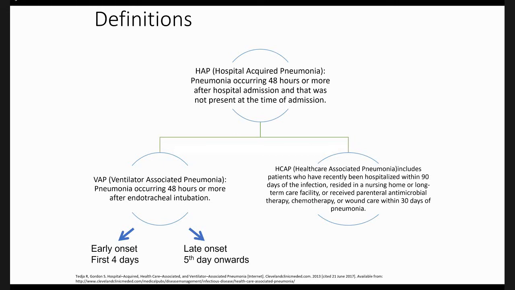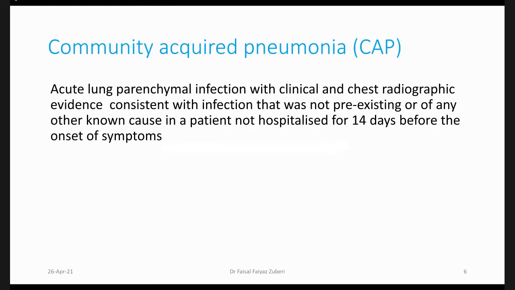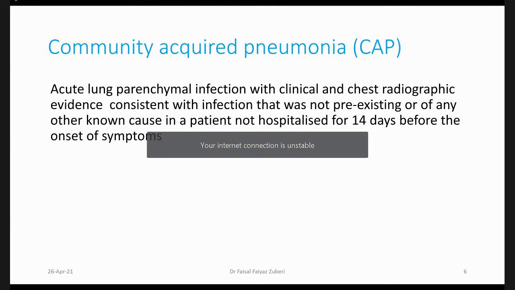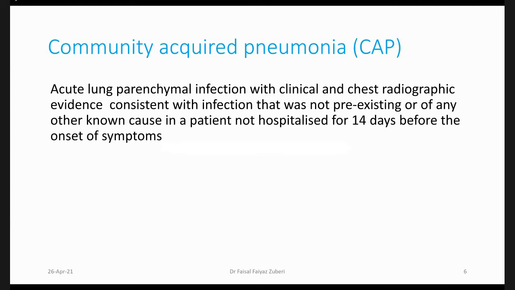So let's come back to the major topic, which is CAP, community-acquired pneumonia. This is defined as an acute lung parenchymal infection with clinical and chest radiographic features consistent with infection that was not pre-existing or of any other known cause, in a patient not hospitalized for 14 days before the onset of symptoms.